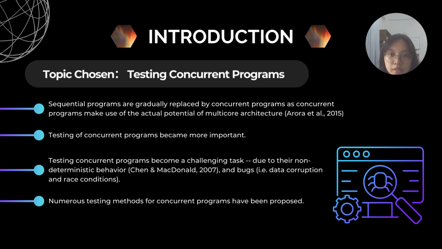A concurrent program is a program that has two or more threads that run simultaneously and work together to perform specific tasks. Concurrent programs that use multi-threading enable more efficient utilization of system resources, which contributes to enhanced processing speed and responsiveness. Despite the undeniable benefits of concurrent programming, testing becomes a challenging task due to their non-deterministic behavior and bugs like data corruptions and race conditions. This highlights the crucial need for thorough testing to ensure software reliability and robustness.